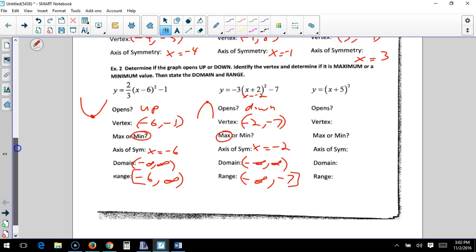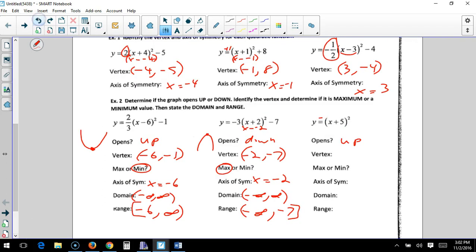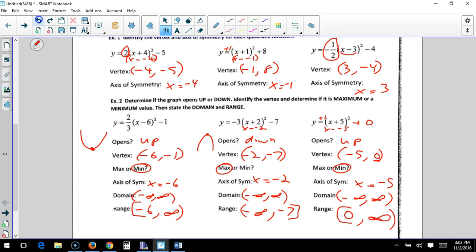Last one here. It's going to open up because it's plus 1 out here. The vertex, remember, this is going to be x minus, sorry, don't know what happened there. x minus a negative 5. And really we have a plus 0 out here. It's not written, but it is. So my vertex is going to be negative 5, 0. Since this is a happy parabola, it's going to be a minimum. Axis of symmetry is going to be negative 5. The domain, again, not really changing. And the range, how low does it go? Right there, 0, inclusive. How high does it go? Positive infinity.